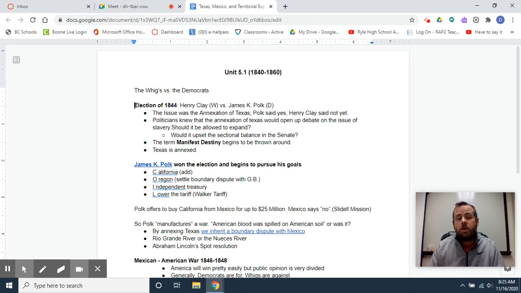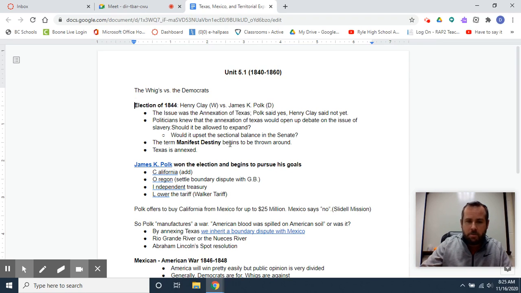Henry Clay said no. Really what is emerging is this idea of manifest destiny. Are we going to be a country that expands from coast to coast, from sea to shining sea? James K. Polk was definitely an expansionist, and he was definitely in favor of manifest destiny. Henry Clay, a Westerner, he liked expansion, but approached it with caution.